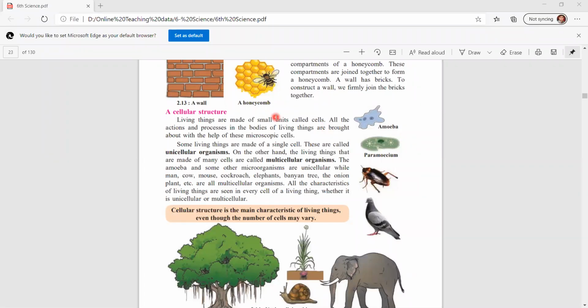Standard 6, Subject General Science, Lesson number 2, The Living World. Next point of the lesson, that is cellular structure.